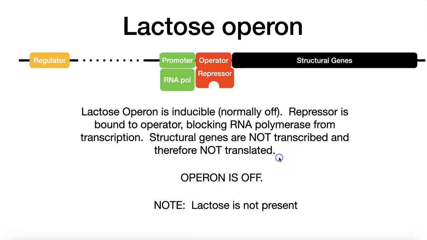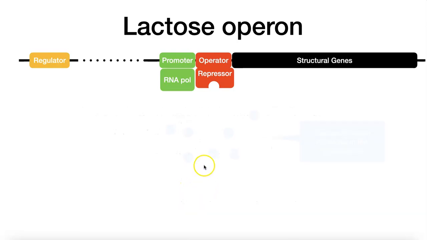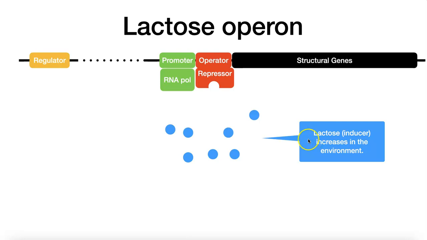But what happens if lactose becomes available in the environment? This can happen in a variety of ways. Maybe you put bacteria onto a new media that contains lactose, or whatever the reason may be. These blue circles now represent the presence of lactose. Now lactose has a role. We call it the inducer, and it's going to be the trigger that turns on this lactose operon.